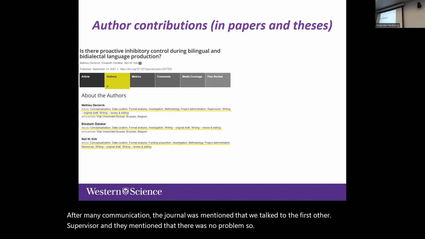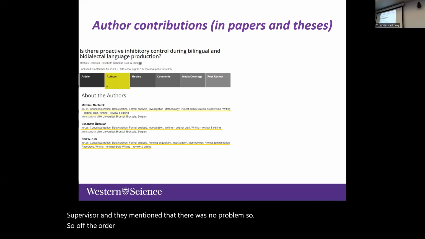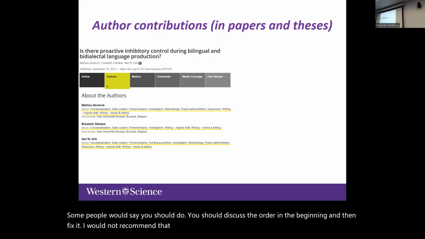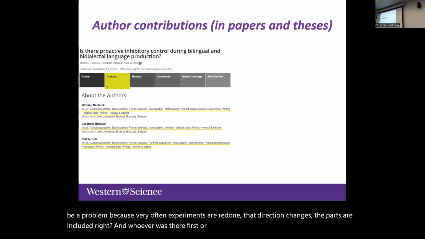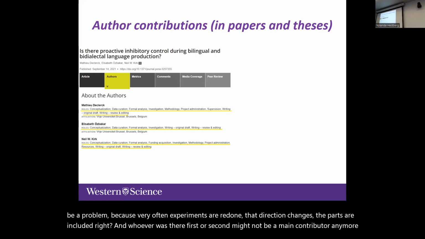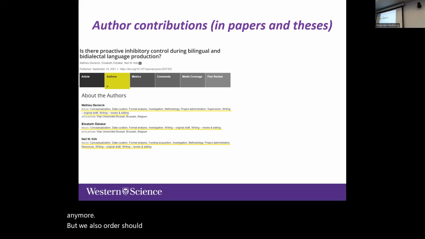Okay. So author-order conflicts are extremely common, and there are a number of mitigation methods you can use. Some people would say you should discuss the order in the beginning and then stick to it. I would not recommend that, because sticking to it can also be a problem. Very often experiments are redone, the direction changes, parts are excluded, right? And whoever was there first or second might not be a main contributor anymore. But the author order is subject to approval by all authors, and every time you submit, the entire paper has to be approved by all authors.